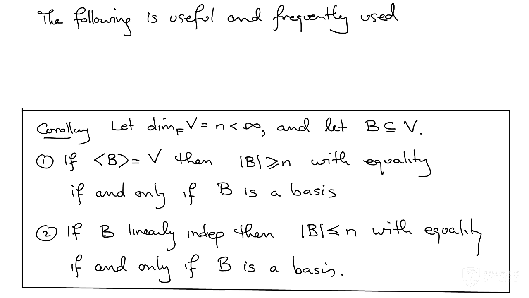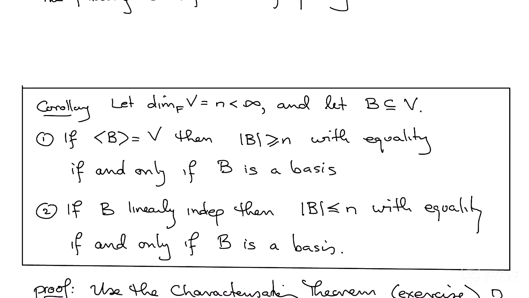Just to say that another way: if you find a spanning set that has n elements, then it's a basis. Maybe that's the useful way of using that statement. And the second one is similar with linear independence. If I have a linearly independent subset, then it has at most n elements. And equality in that inequality holds if and only if B is a basis. So if I find a linearly independent set with exactly n elements, and I know that n is the dimension, then it's a basis. So just to say that one more time: if you know it's got the right number of elements, you only have to check one of the two conditions for being a basis.